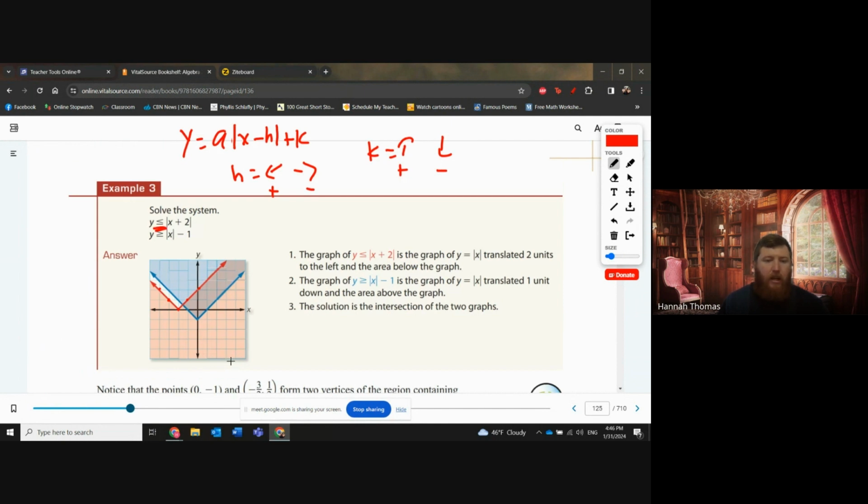And this one, it's just going to move down 1 because k is -1. So the y-intercept is here, but the slope is still 1 and 1. And then it says everything above, solid line. So right here, everything in here is the solution. Anything within these little bars is the solution to the graph, because that's where the overlapping takes place.